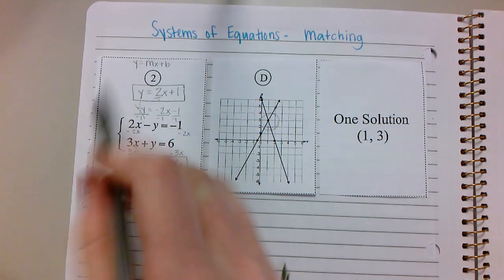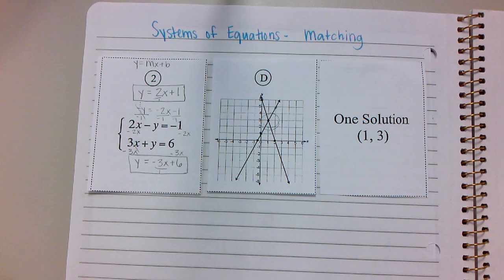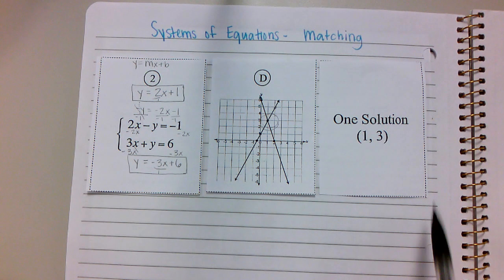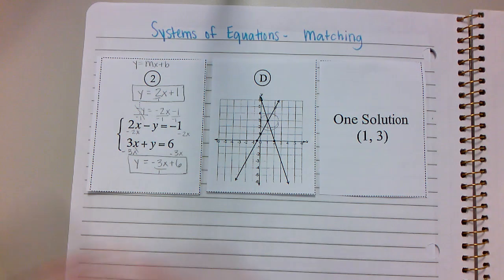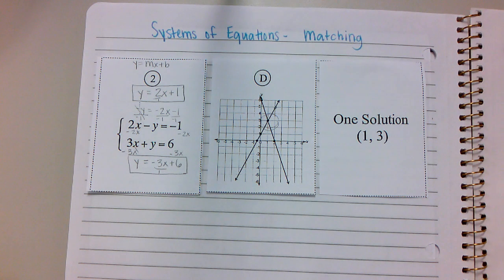And I might even color code them, squiggle them in a certain color so I know they're all together, or I can just box them all together up here. But these 3 go together. I would glue them in and do the same thing for all the others.